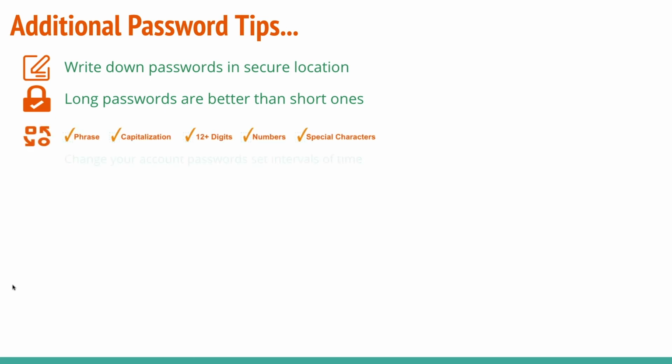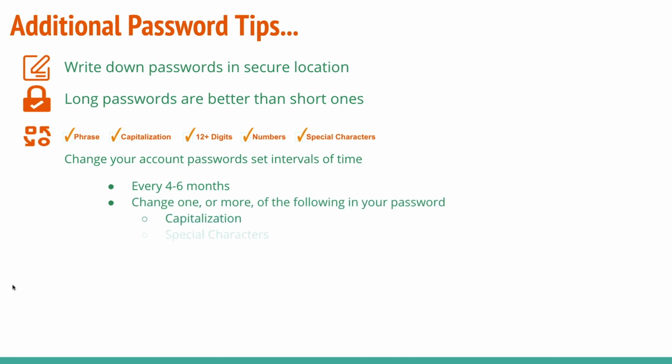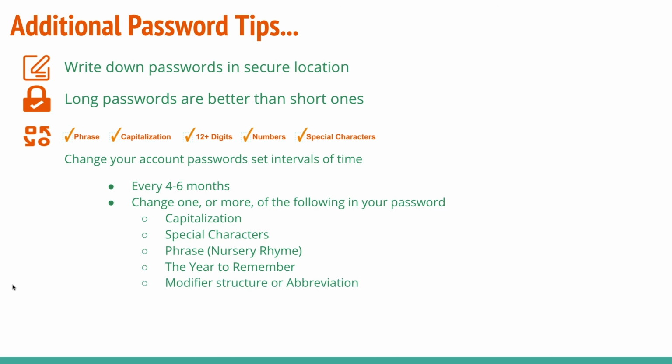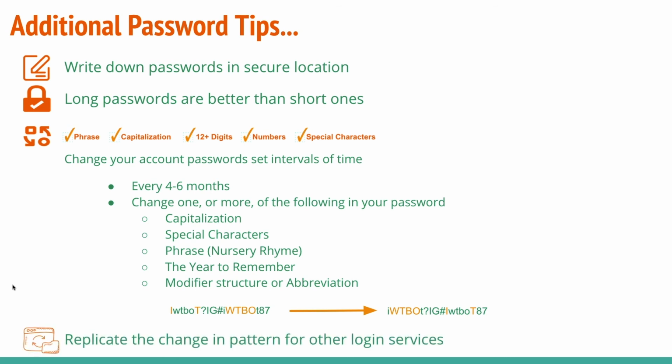Change your account passwords over to a new pattern at set intervals of time, something like every 4 to 6 months. Just change the representation of one of the methods or strategies per interval. For instance, in 4 months, I could flip the capitalization of the nursery rhyme strategy by changing the password to. I then replicate this change for account passwords used with other services.